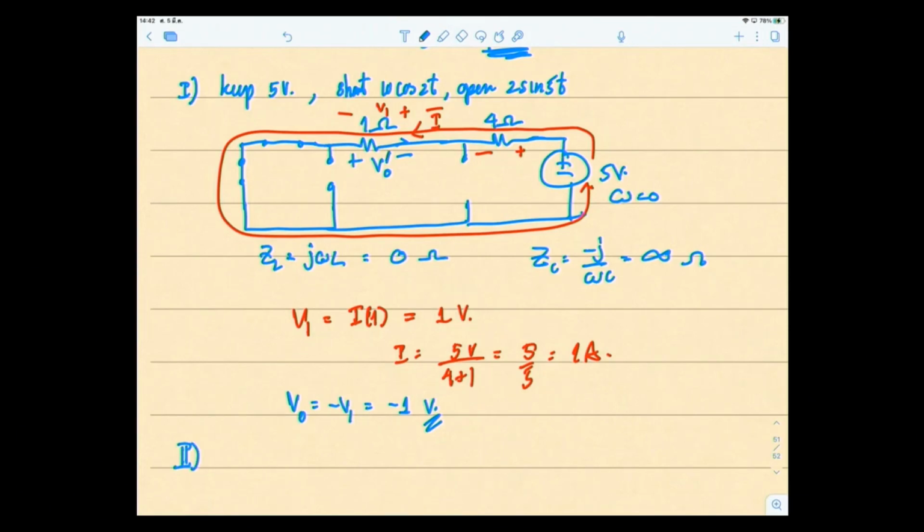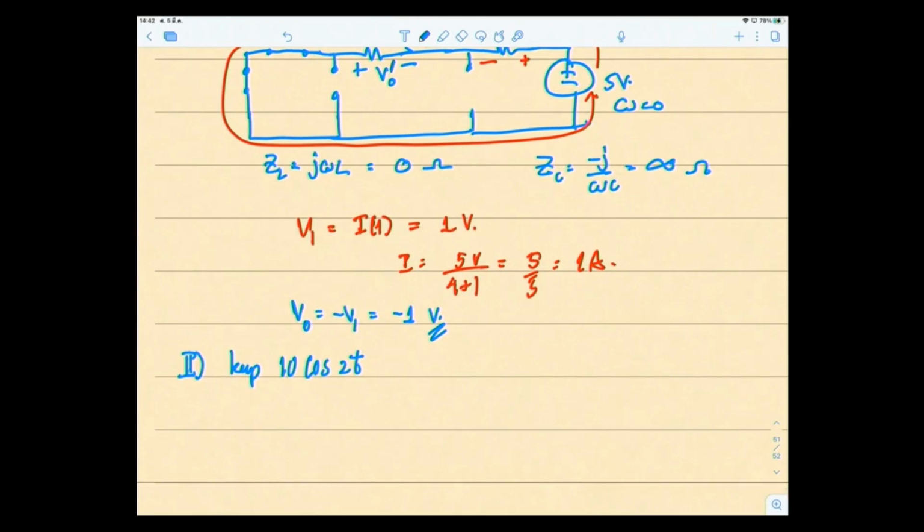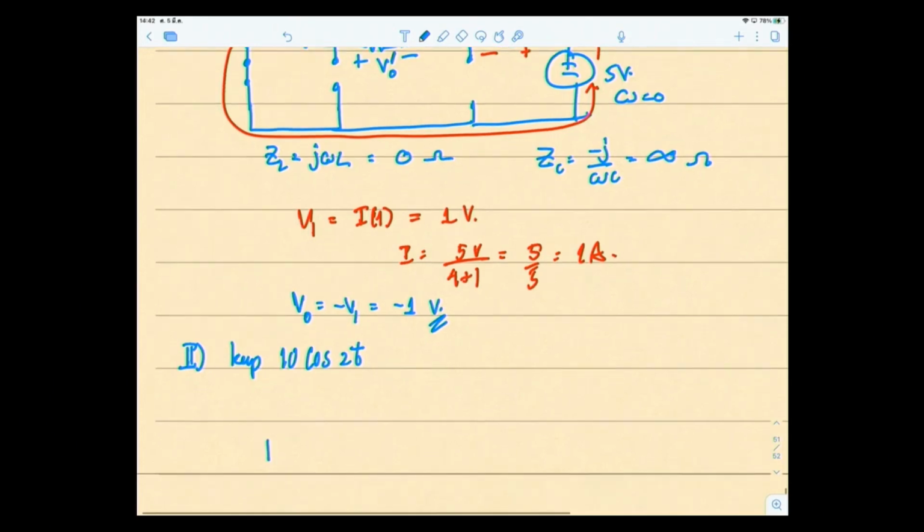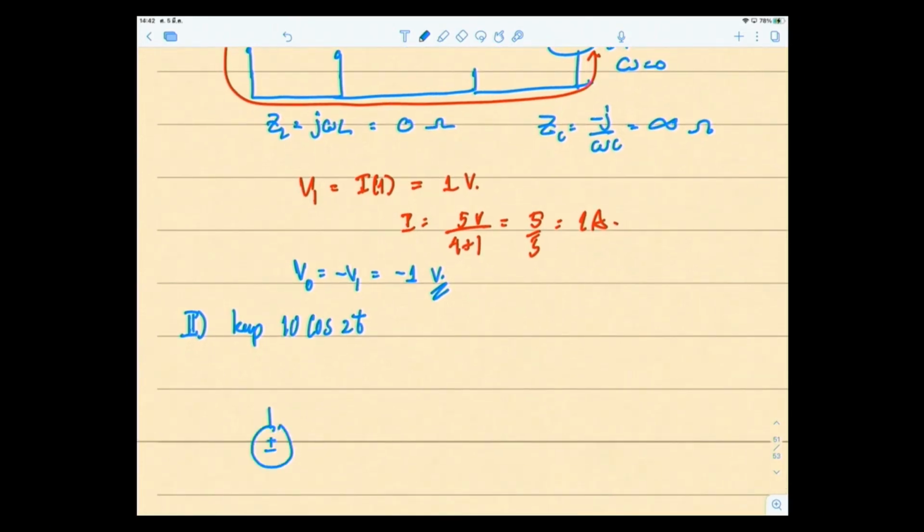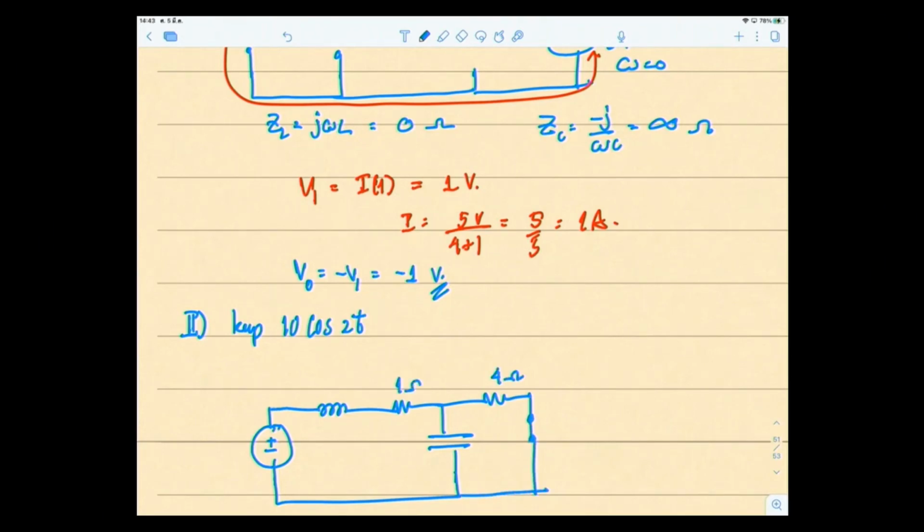Second step, I'm going to keep the 10 cos 2t. So I will open the 2 amp current source and short the 5 volt. Therefore the picture would look like this. There's a voltage source here, open the current source, 4 ohms, and short the 5 volt, and you want to find plus minus V out double prime.